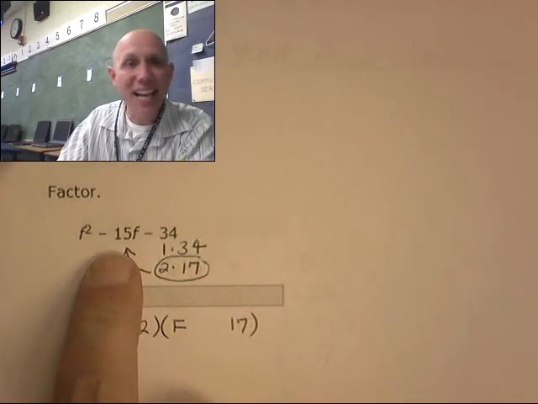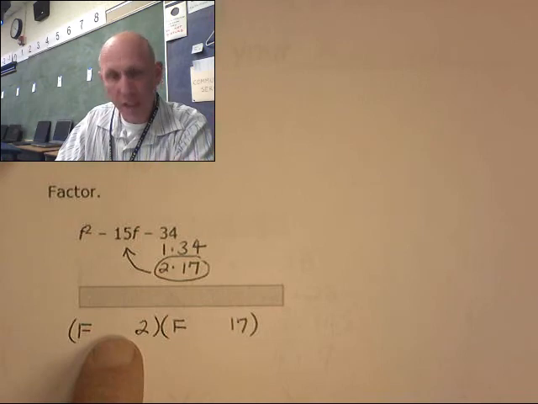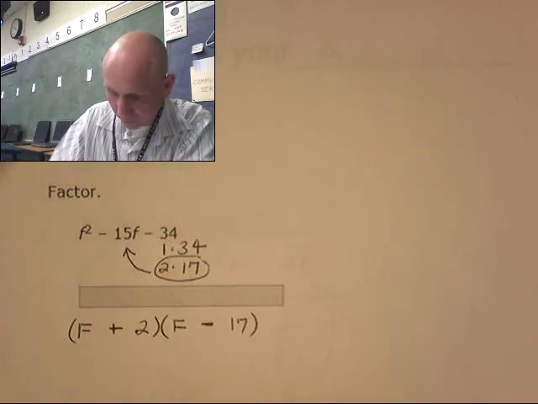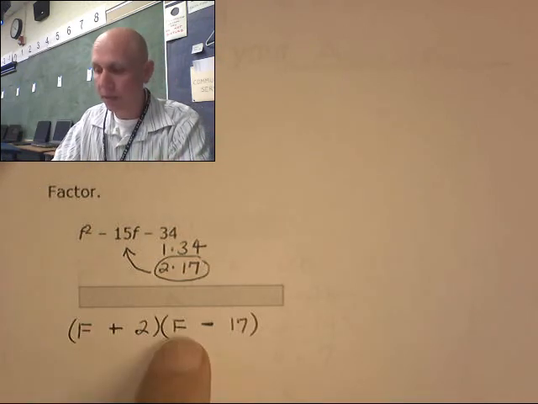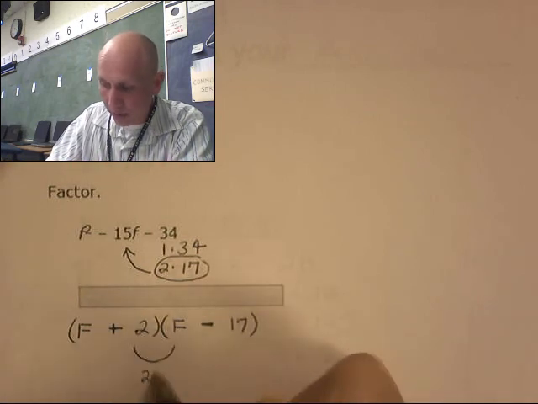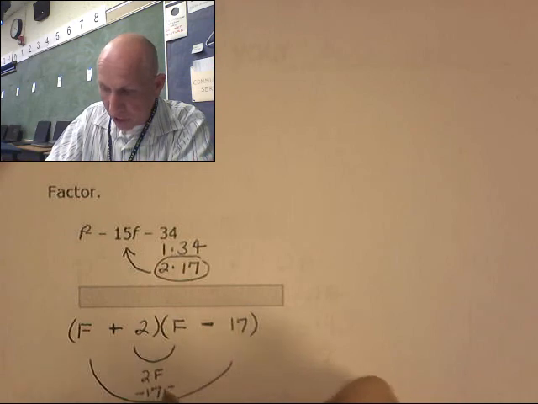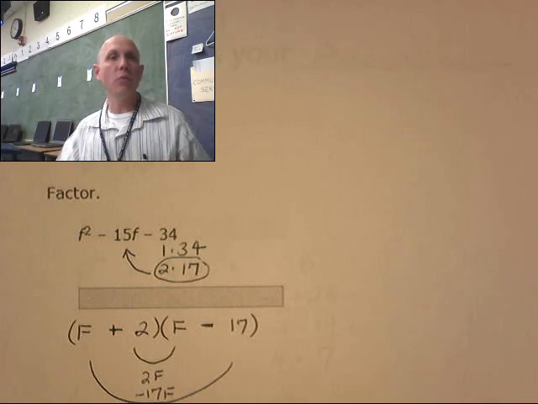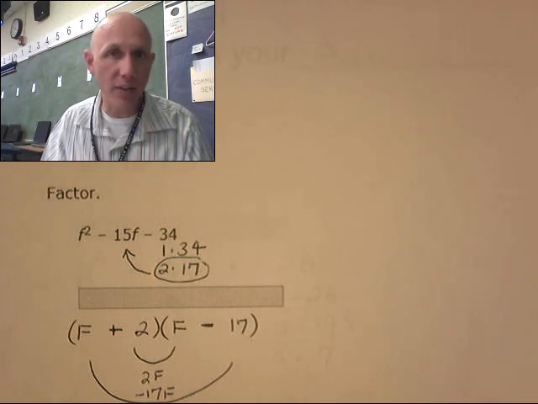Okay, I need a negative 15. Should the negative go on my 2, on my 17? I think it works like this. Let's test it out. F times F, F squared. 2 times negative 17 is negative 34. 2F minus 17F gives me negative 15F. It's working. I can check every answer.